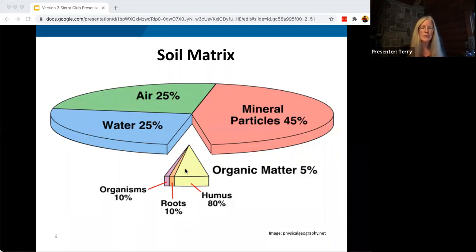10% do all the work. 10% of this 5% do all the work. That's the organisms. And another 10% is the roots of the plants. So the roots of the plants are feeding those organisms, and the organisms are doing all kinds of things to turn that sand, silt, and clay into an actual living soil. And as I said, Nancy's going to be going into a lot of detail on that. It's pretty exciting what's happening in the soil.